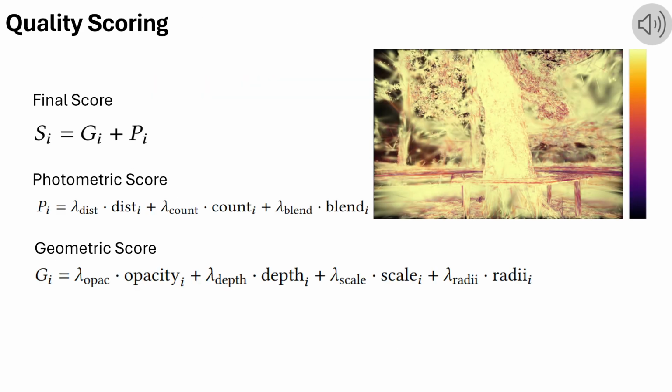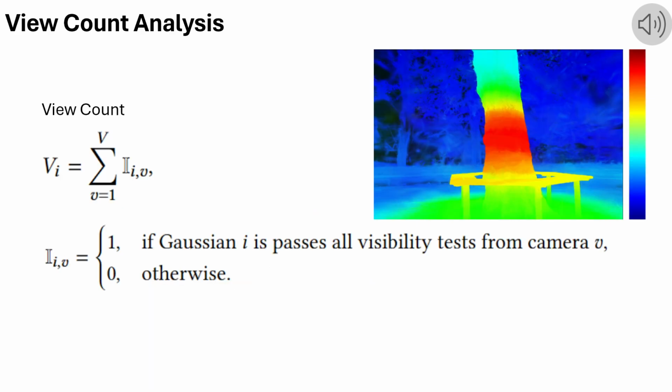For the quality scoring, we find the final score S for each Gaussian i, which is the sum of the photometric score plus the geometric score, which is then normalized and mapped onto an inferno color map. For the view count analysis, we find the sum of how many cameras can view a specific Gaussian, and the final view count is normalized and mapped onto a jet color map.